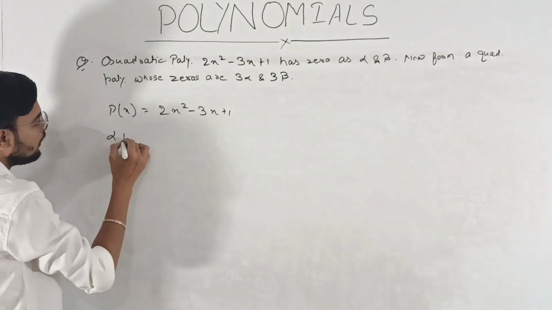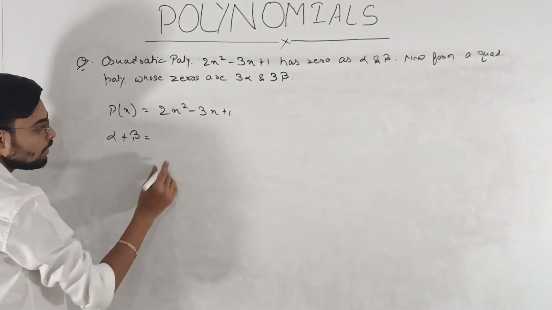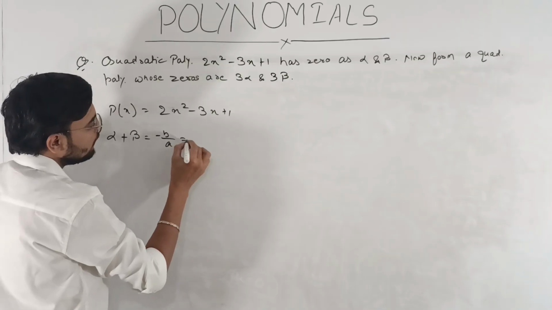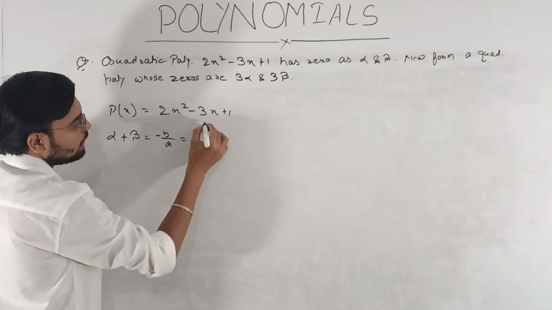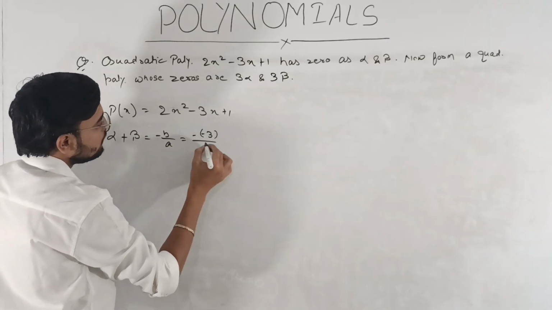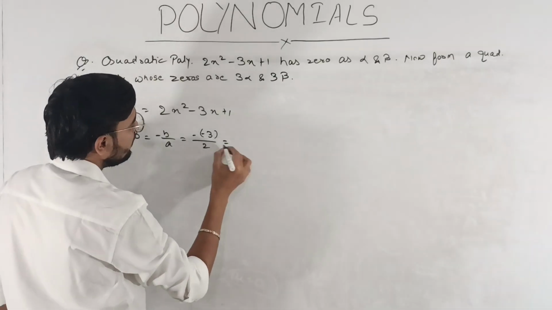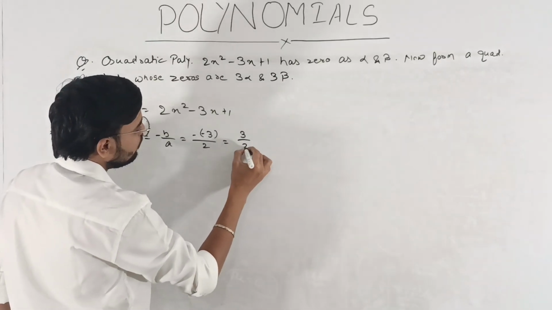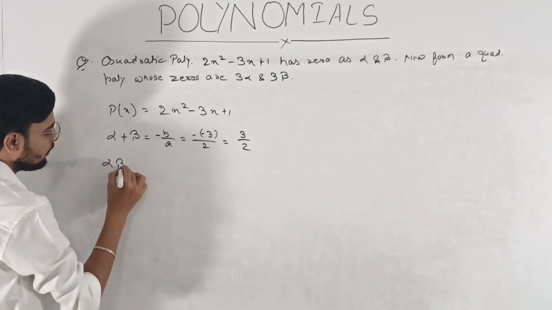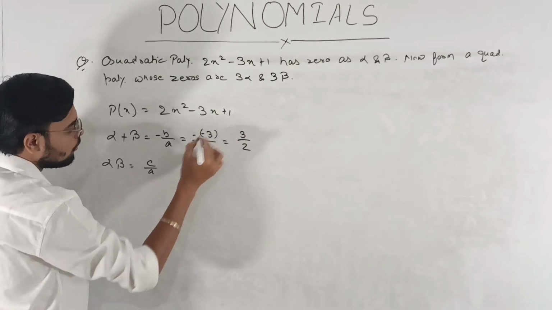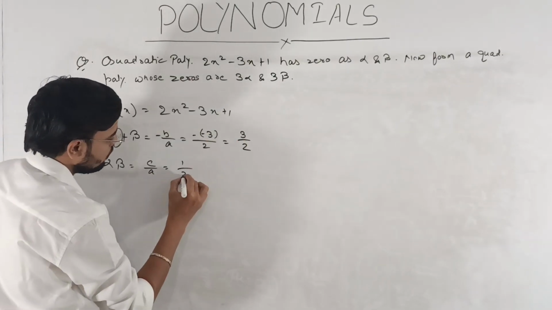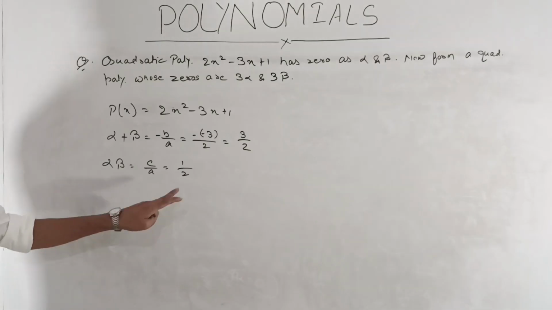Now for this polynomial, alpha plus beta is what? Minus b upon a. Minus b is minus 3, a is 2. So alpha plus beta is 3 upon 2. Now alpha beta is c upon a. C means constant term 1, a is 2. So alpha beta is 1 upon 2.